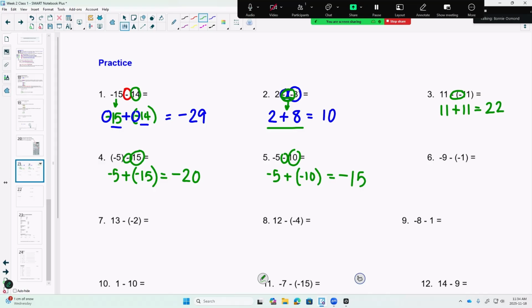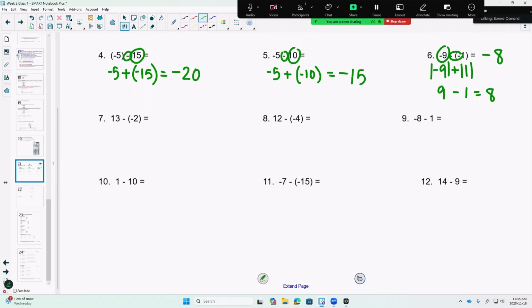Okay. Number 6, negative 9 minus negative 1. So the negative 9 is not going to change. We've got minus negative, just change that to plus, and now I've got negative 9 plus 1. So now I've got two different signs, a negative and a positive. So I have to take my absolute values. Absolute value of negative 9 is 9. Absolute value of 1 is 1. I'm going to subtract them. 9 take away 1 equals 8. Now is my answer positive or negative? 9 is bigger than 1. The 9 is negative, so my answer is going to be negative 8.